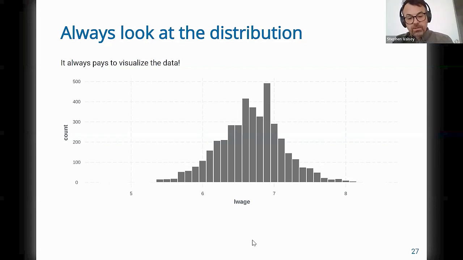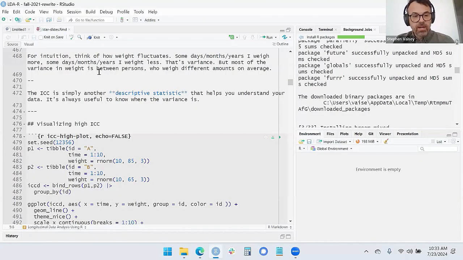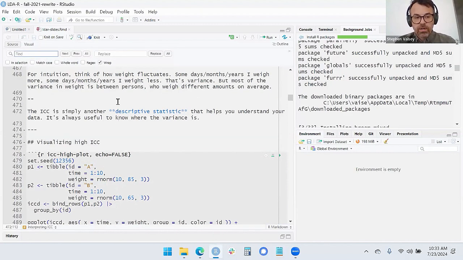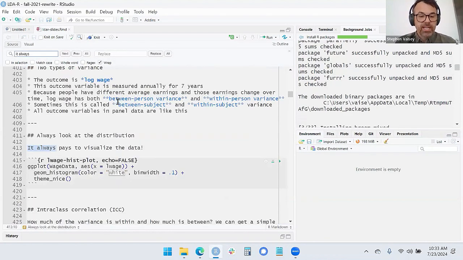One of the things you can do is take a look in my eldar-slides.rmd and just look for "it always pays to visualize the data." And you can see here's the code for that slide. I will often show you the code, but if there are situations where I don't, then you can see it there. So that's just a tip to follow along.